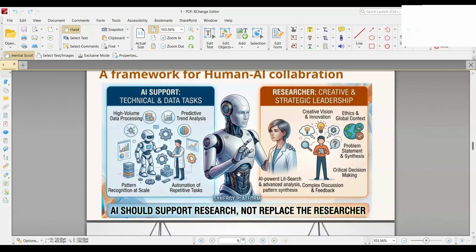When we put these two together, the core message becomes clear. AI should support research, not replace the researcher. That is the main thing. Artificial intelligence should support research, but not replace the researcher. It is about using AI-powered tools for advanced analysis and literature searches, while we handle the critical thinking and the synthesis.